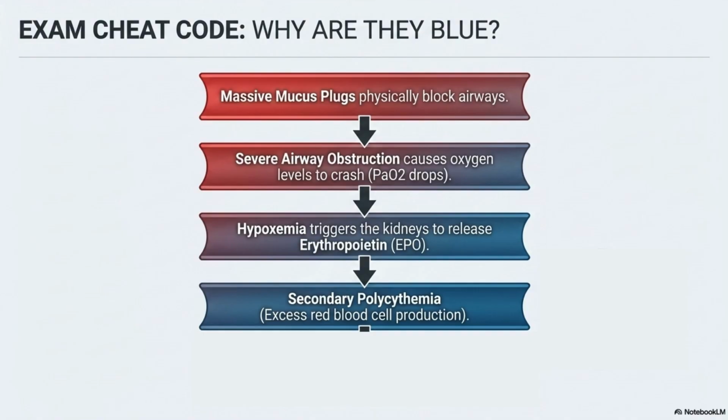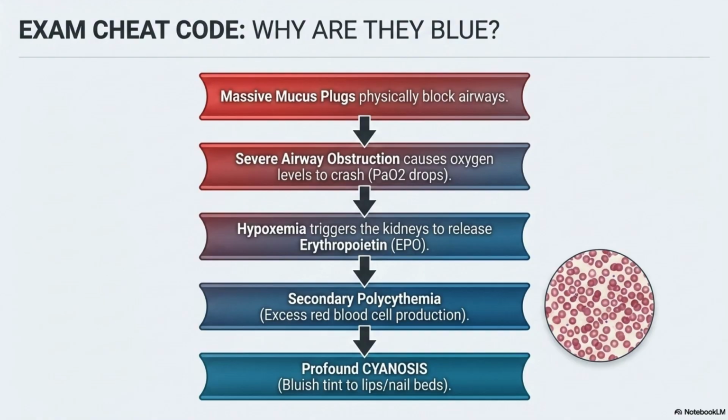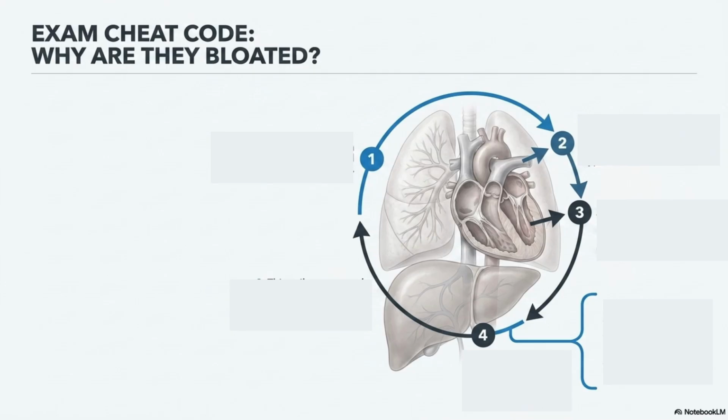That EPO release causes secondary polycythemia, which is an excess of red blood cell production. Finally, that deoxygenated thick blood results in profound cyanosis, giving a bluish tint to the lips and nail beds. Our next exam cheat code: why are they bloated?